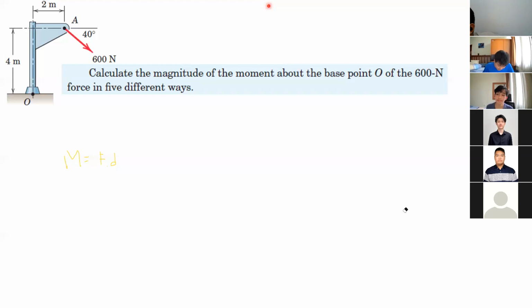Shan, how about you? Yes, sir. I'm guessing we need to project it first, sir. Project it. Which one do we need to project? The force at A. We project it towards the x-axis, maybe. You mean like this? Yeah, is that possible, sir? Then after that, what should we do after we project it like that?